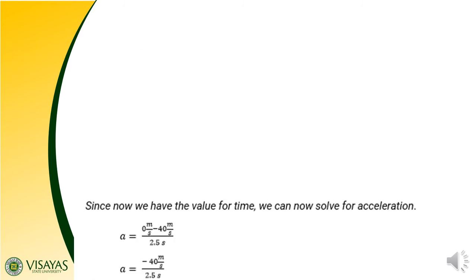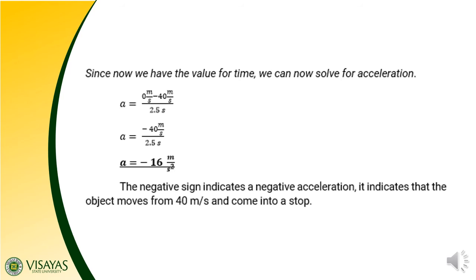Since meron na tayong value for time, we can now solve for acceleration. So acceleration is equal to 0 meters per second minus 40 meters per second divided by 2.5 seconds. So yung 2.5 seconds is the value for time kanina. Masolve natin. Tapos yung 0 meters per second is the final velocity because the train came into a stop.